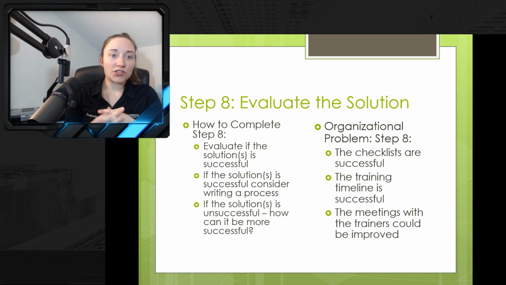Our meetings with the trainers could be improved, so we'd love for a more consistent agenda to be developed and just really helping the trainers to understand what we as HR really need out of this meeting.